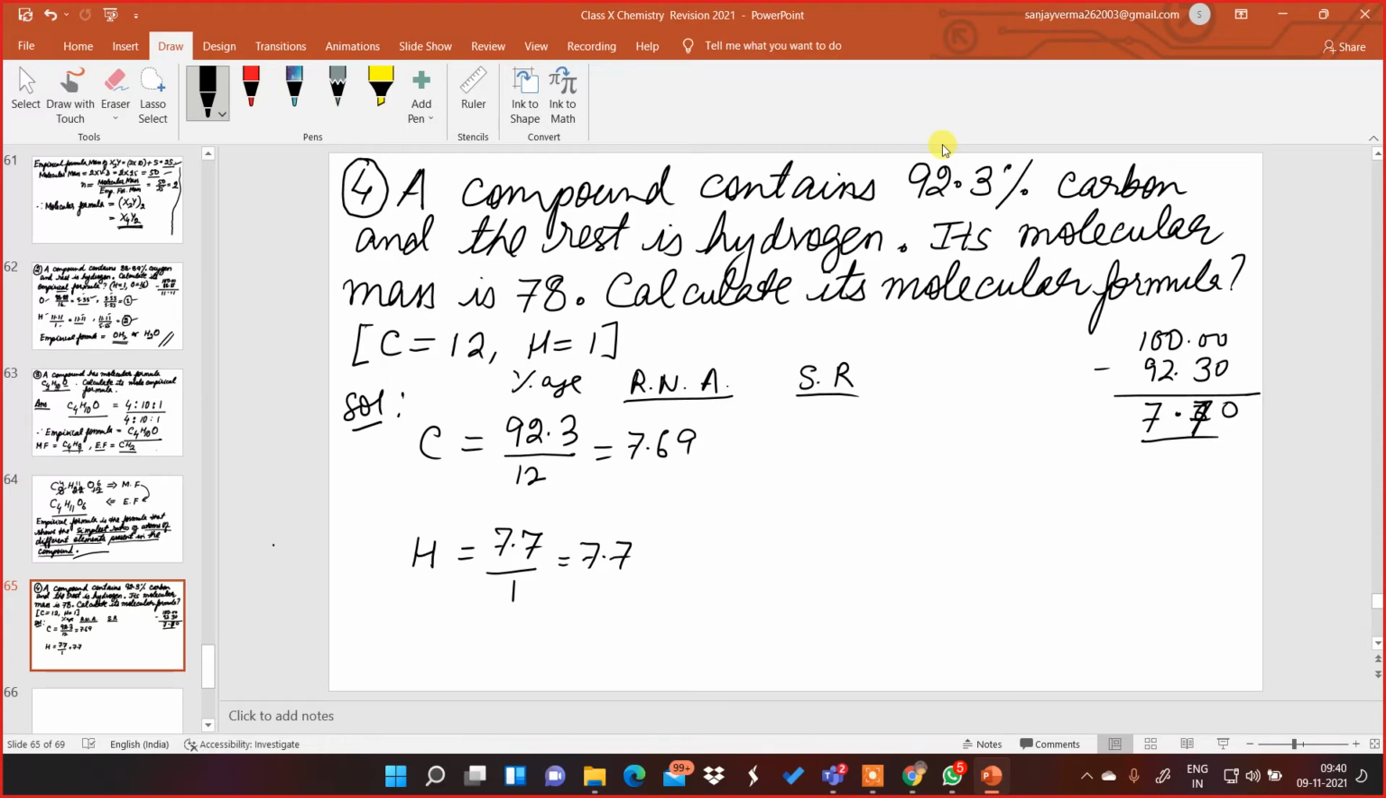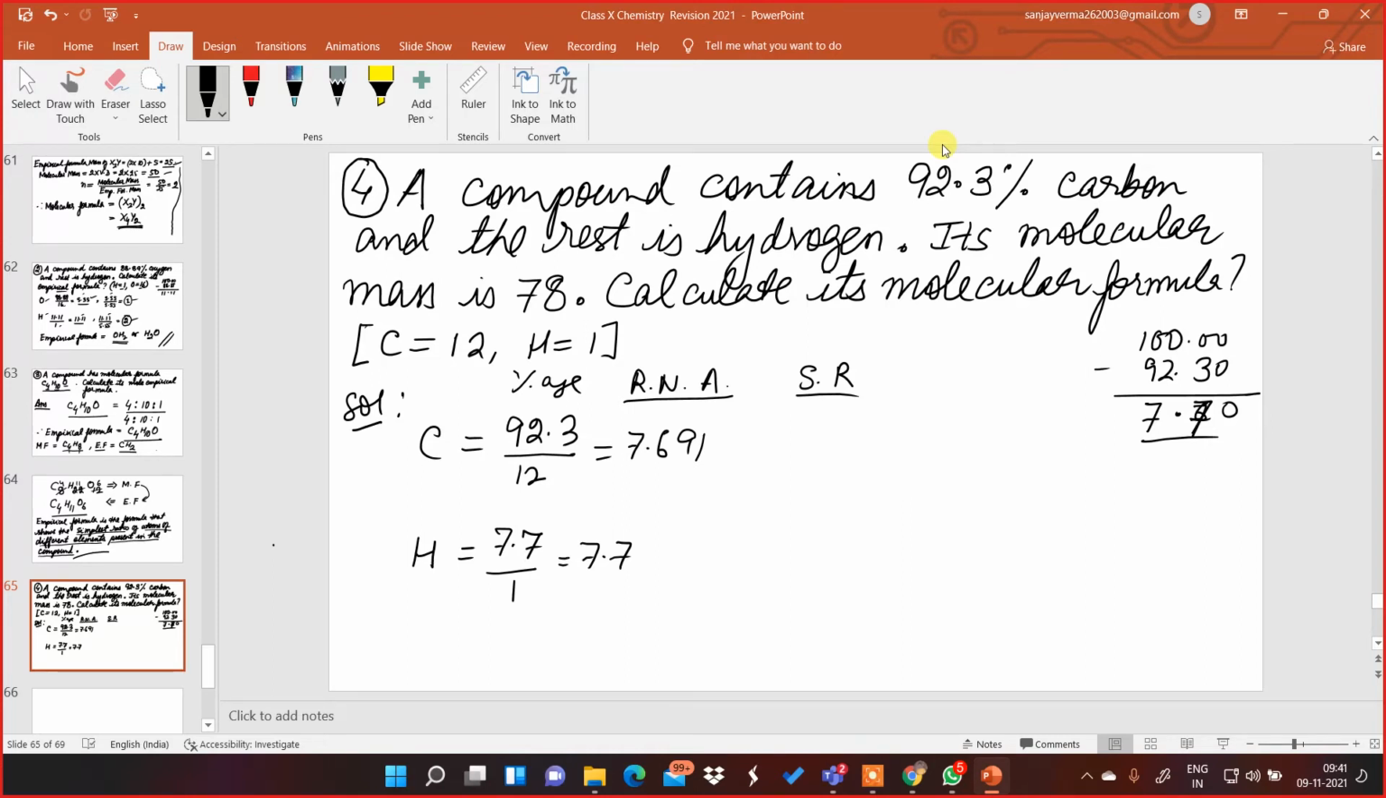92.3 divided by 12, so it's 7.691. 92.3 divided by 12, 7.691, correct. I think 691 is okay, fine, no problem.